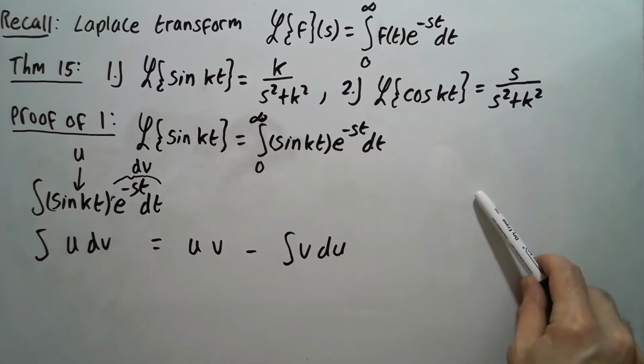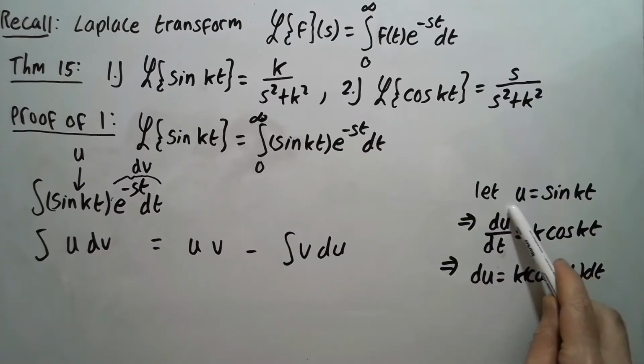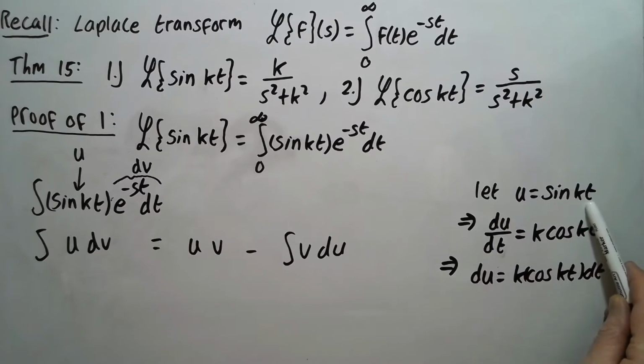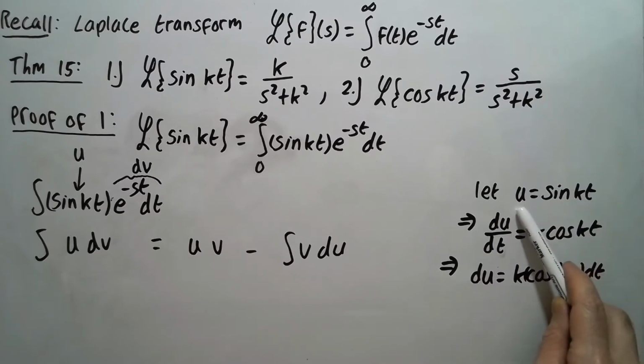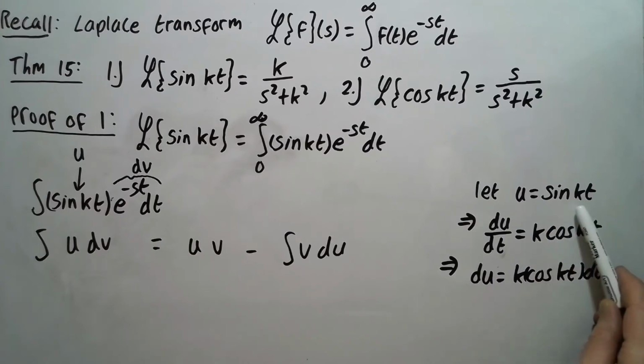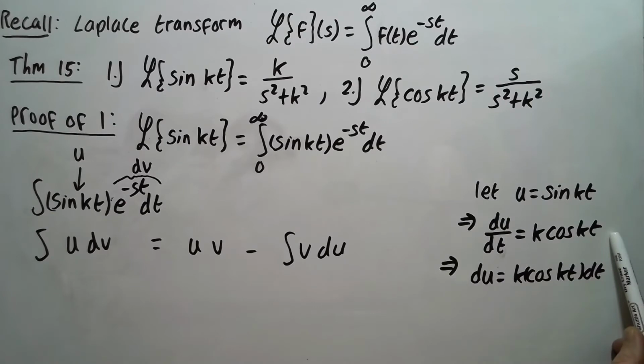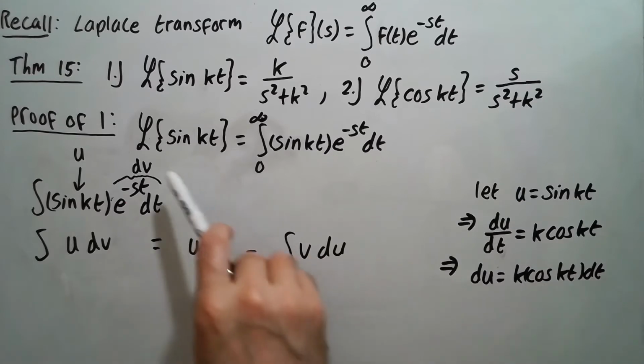So let's work those out over here. My u is sine of kt. Taking the derivative on both sides with respect to t, the derivative of sine is cosine, and the derivative of kt with respect to t is k. So it's going to be k cosine kt. Then multiplying both sides by dt, we have du equals k cosine kt dt. Okay, let's work on the dv next.